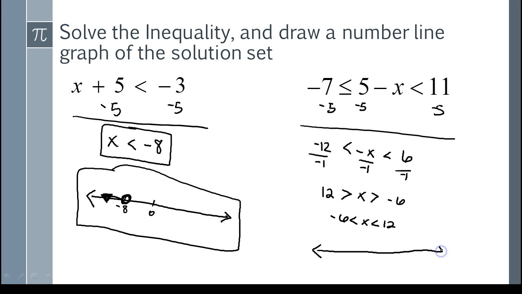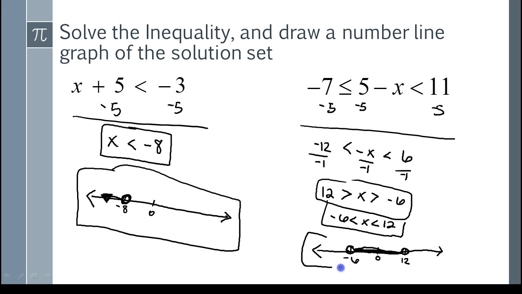Then I'm going to go ahead and graph my number line, put 0 in, put negative 6 in, and put 12 in. I'm going to have an open circle at negative 6 and an open circle at 12, and I'm going to draw my line in the middle to connect them. Hopefully we should remember how to solve inequalities that are linear like this. And again, either one of these two, the 12 greater than or the negative 6 less than, is a perfectly acceptable answer.